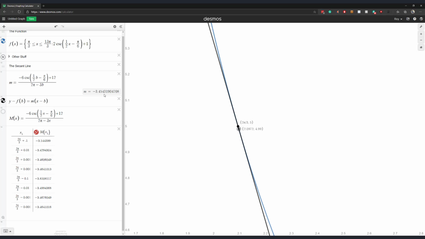-3.4543 right there. However, building a table is usually a better idea. So building a table of values here, you can see that as the wiggled point away from 2 pi over 3 gets closer and closer to 2 pi over 3, the slope function that we have written here from last video gives us values for the slope that approach -3.464. So that is what we would consider to be the slope of our tangent line.